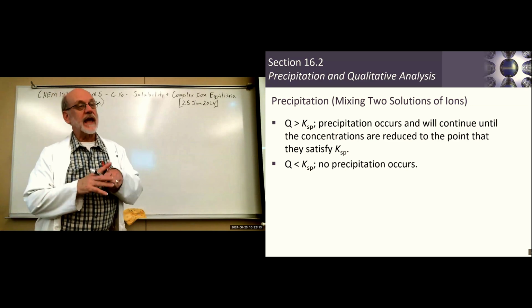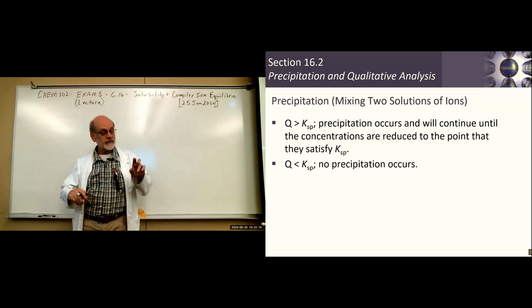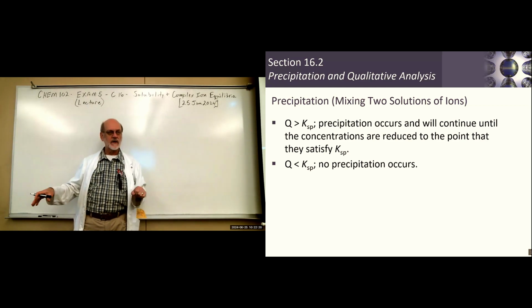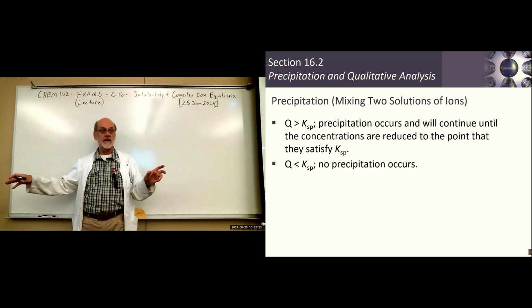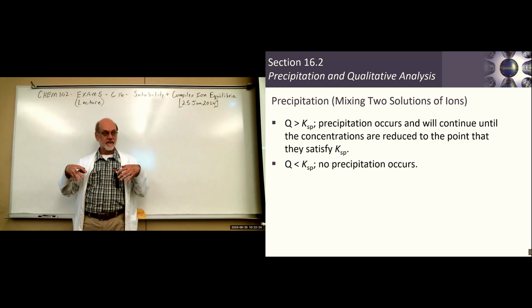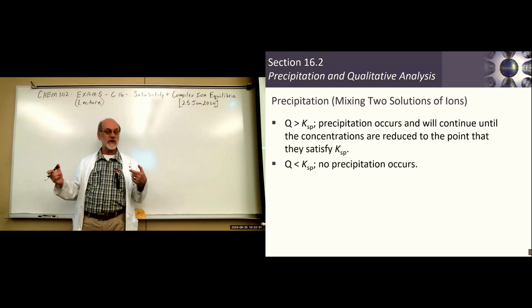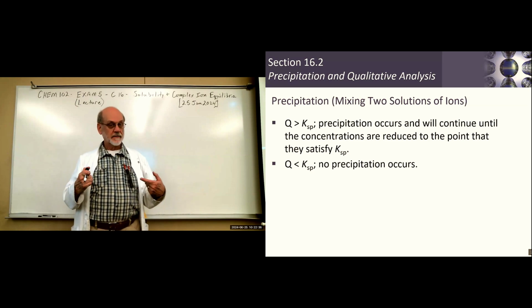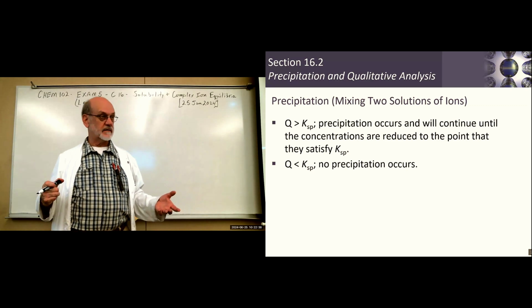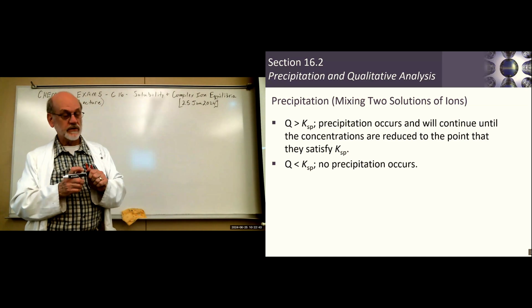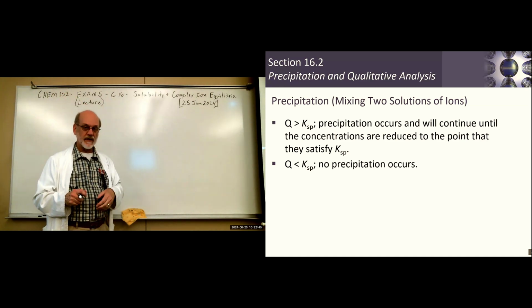now we're looking at mixtures of ions. If we have 2 solutions, say we have a silver nitrate solution over here and a sodium chloride solution over here. We mix them together. We want to know, is the concentration high enough so that we will get precipitation? Because if the concentration is too low, then it will not precipitate. It won't move to the solid side. Right? And we do that by comparing the Q and the KSP.